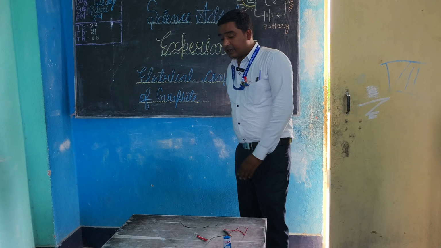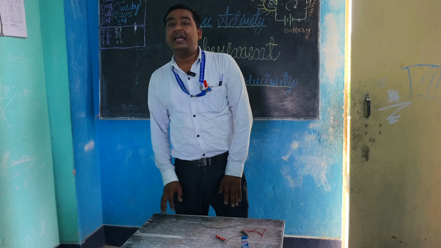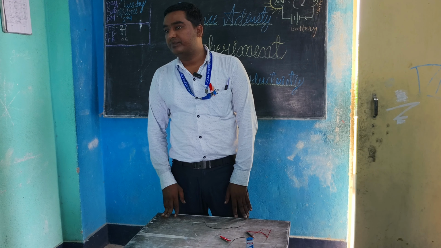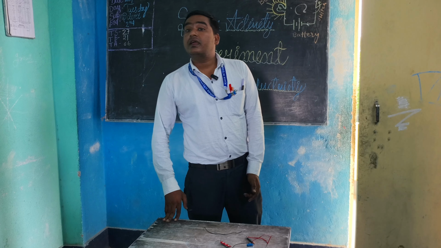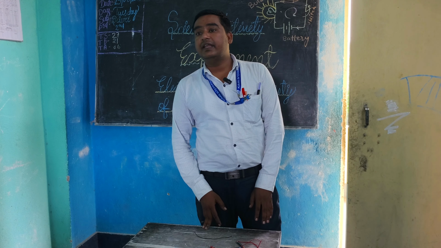Now we can see how the electricity passes through the graphite rod, and the reason behind this is, can you tell me why this graphite rod can conduct electricity? Anyone?